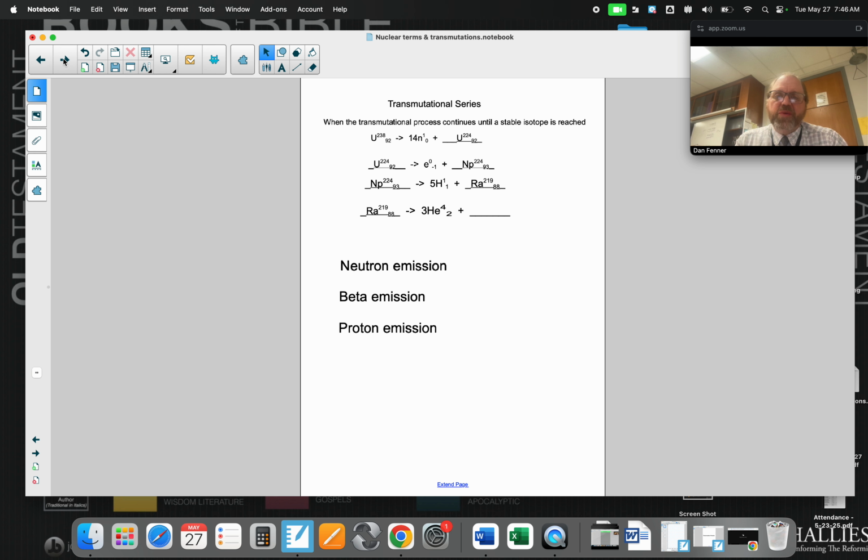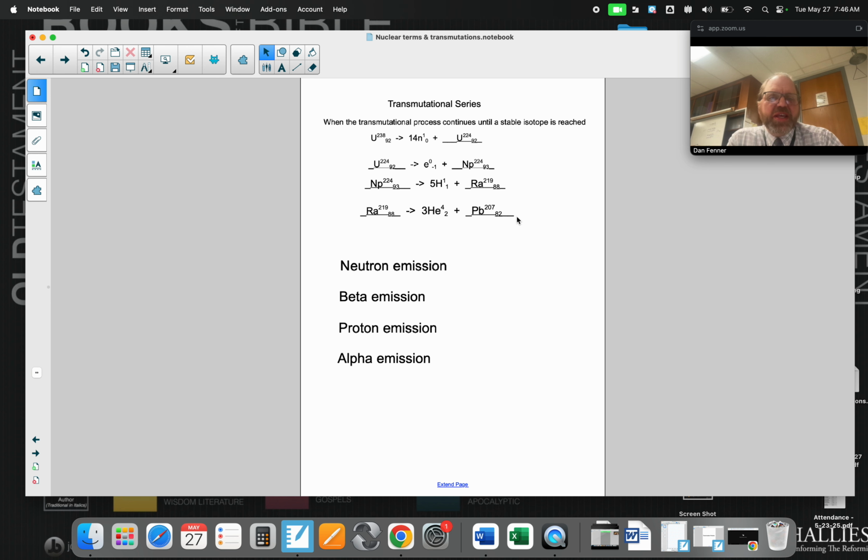All right, now 3 times 2, that's 6. 6 from 2 is 82. 3 times 4 is 12. 12 from 219 is 207. Periodic chart, atomic number 82, looking at the chart. Atomic number to find the element. Lead, 207 over 82, and that particle there is an alpha, product side, alpha emission.